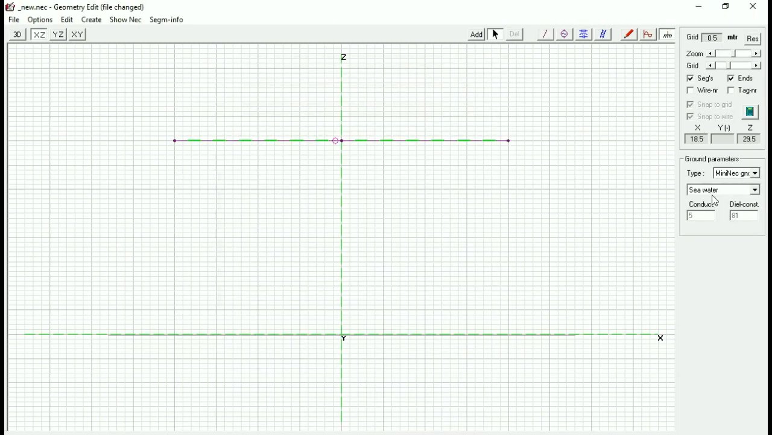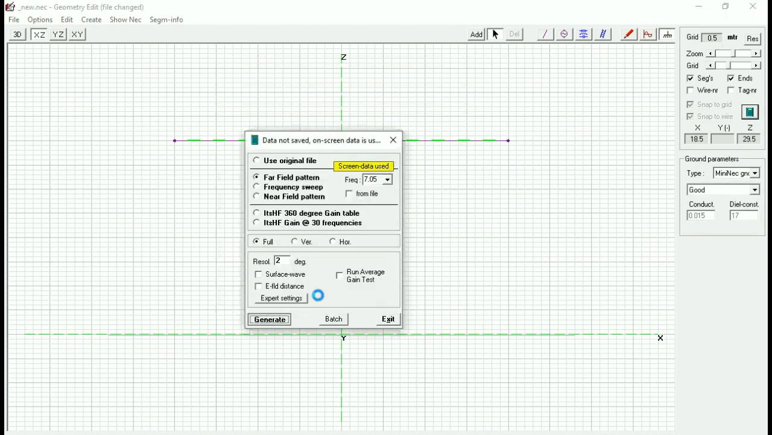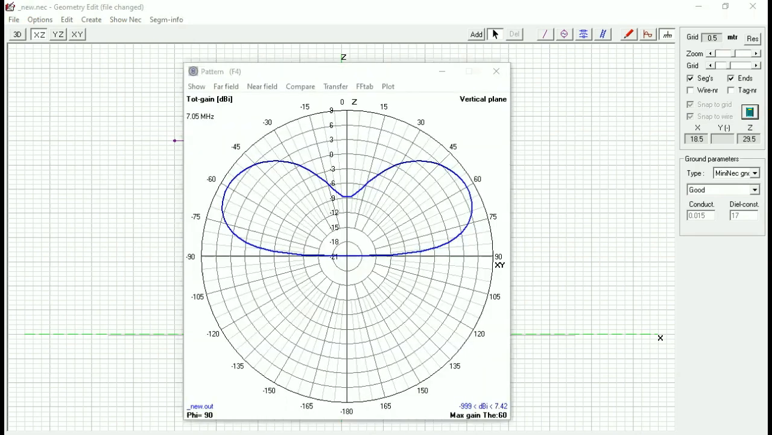If I change the ground to good ground, it should be a very similar gain effect there as well. The pattern also looks the same. The gain is also 5.1 dB. That is not a significant improvement. What this indicates is that for a dipole antenna, the ground condition just underneath the antenna does not matter that much.